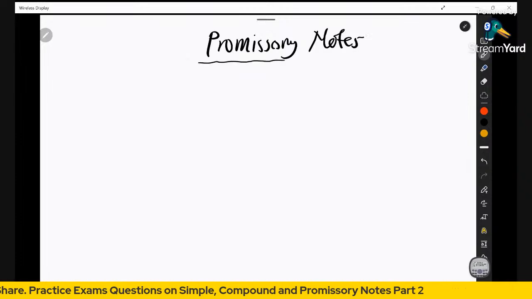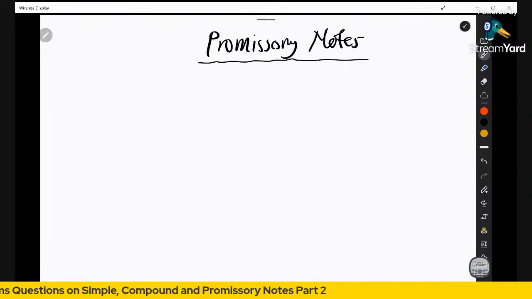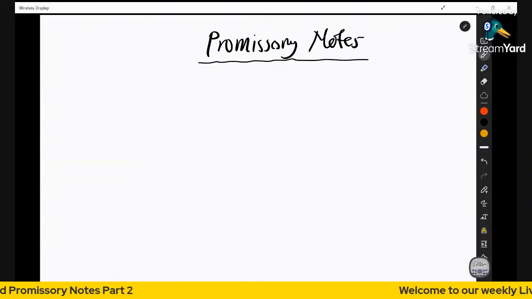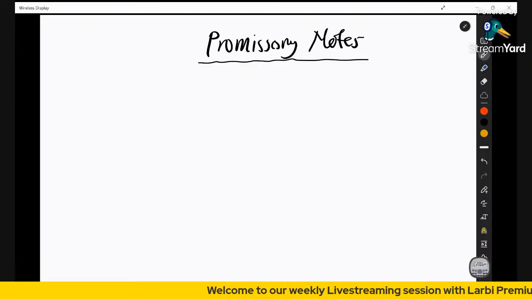As I said, yesterday we discussed simple interest and compound interest together. So today we are looking at promissory notes. Okay, before we get started, I think there's a comment coming in.